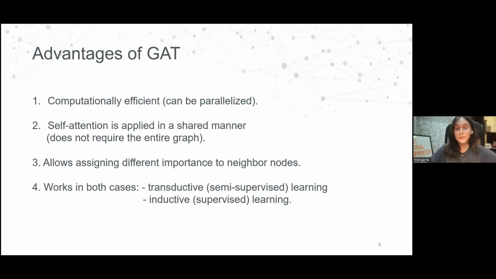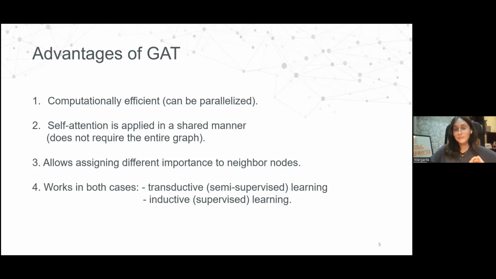And let's move on then to the advantages of using GAT. First of all, it has to be said that it's very computationally efficient, since it might be easily parallelized. Also, when computing attention coefficients, we don't need to operate on the information of a whole graph, since we calculate it only for local neighborhoods. Next, as we already discovered, it allows us to assign different importance to neighboring nodes, which is really great. And last but not least, GAT works on both transductive and inductive learning.